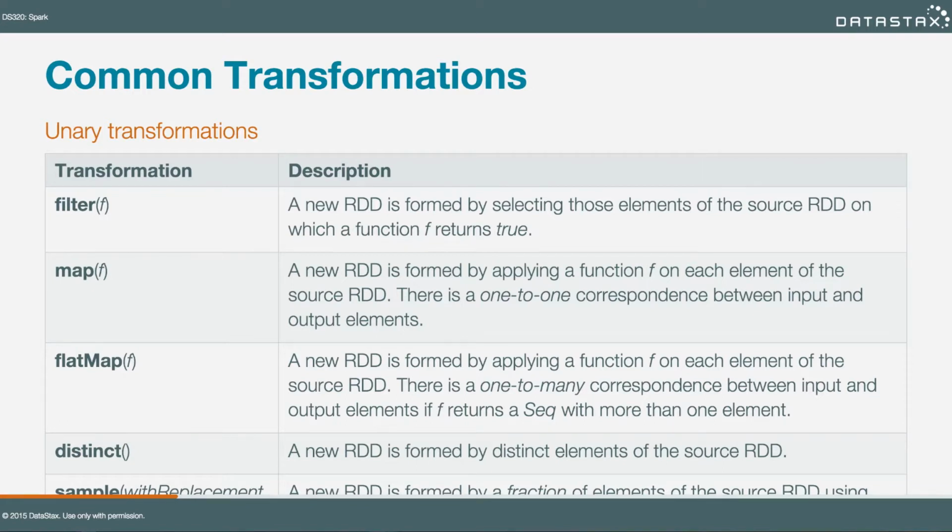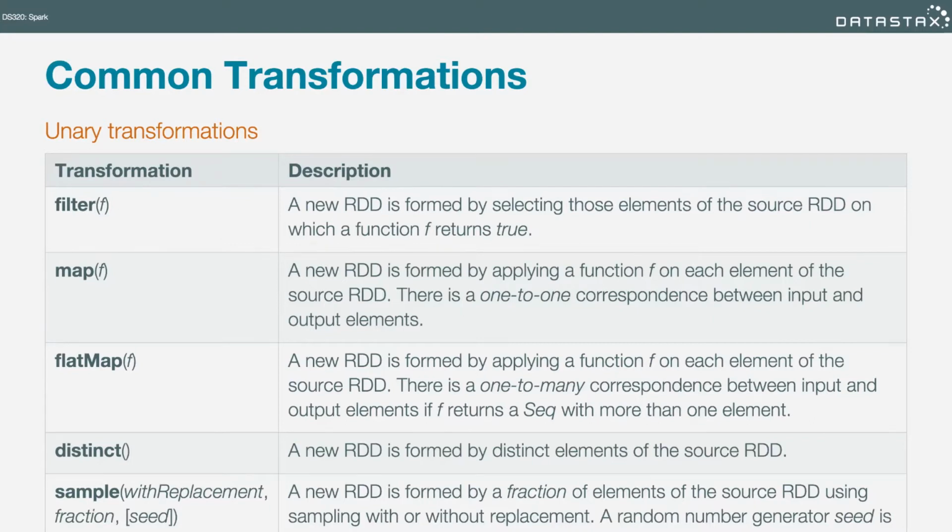Now, flatMap is similar, except it anticipates that it might need to break up the elements of the source RDD into multiple elements on the back end. Suppose the source contained a line of text. Well, flatMap would be able to tokenize that text and return now a collection of elements. So there is a one-to-many relationship from the source RDD to the output RDD.